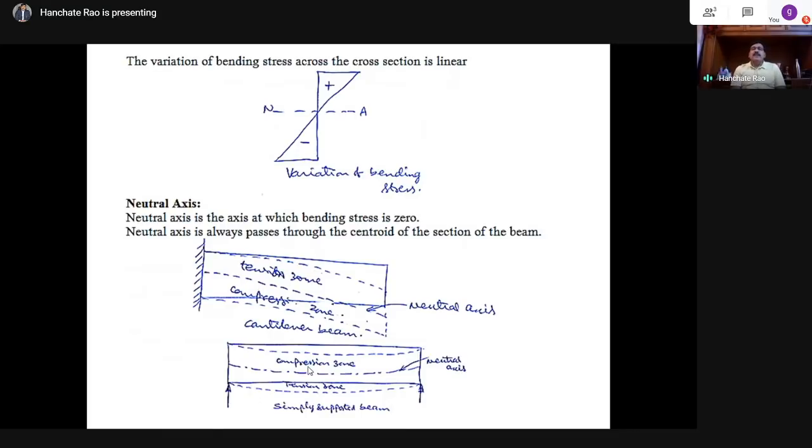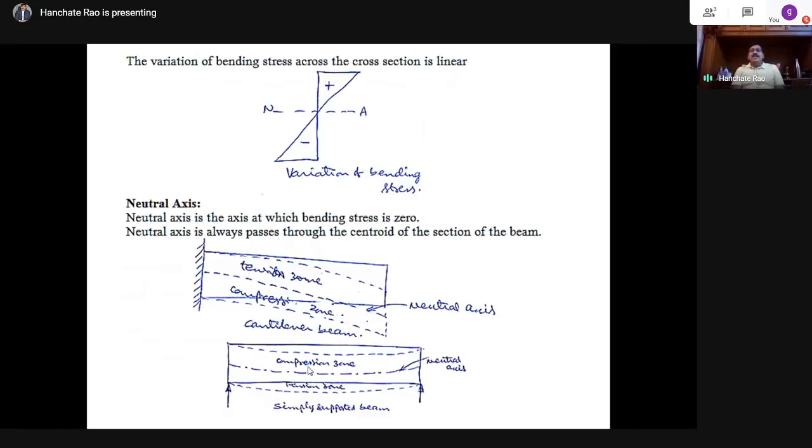So what is the neutral axis after all? The neutral axis is the axis on which there is no strain. That is, there is neither a reduction in the length nor an increase in the length. So such an axis is called a neutral axis. So the strain on the neutral axis is equal to 0.